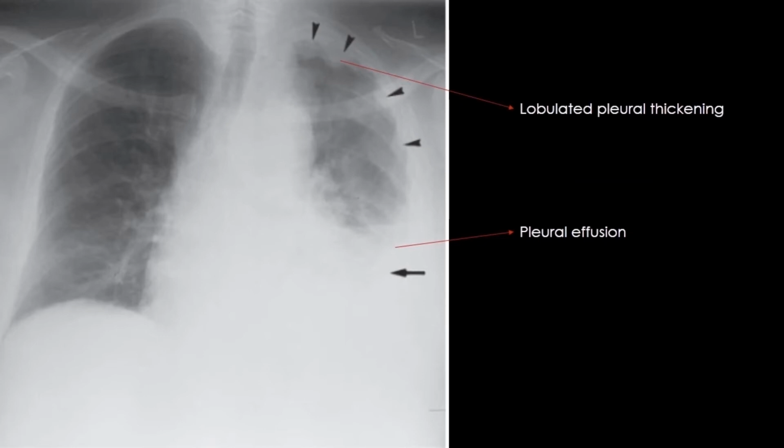This is a chest X-ray PA view in a patient where you can find blunting of the left CP angle, which is consistent with effusion. Together with that, you can find some lobulated opacities noted along the pleura.